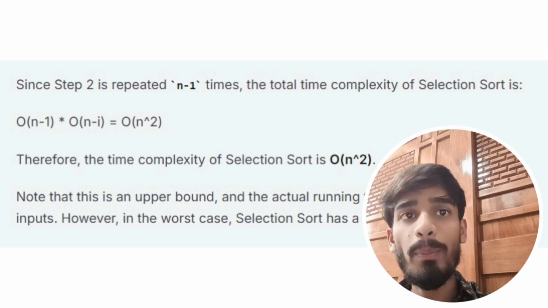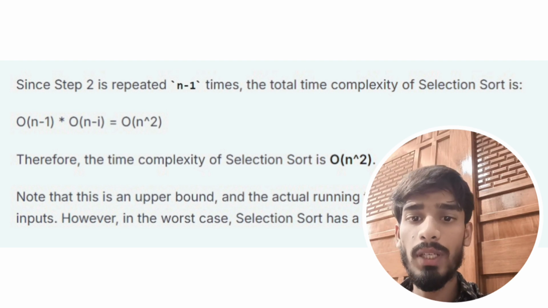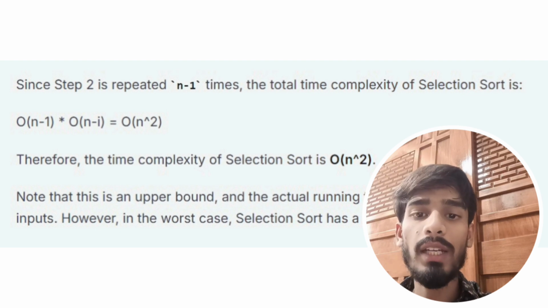Note that this is an upper bound and the actual running time may be less for certain inputs. However, in the worst case, selection sort has a quadratic time complexity.